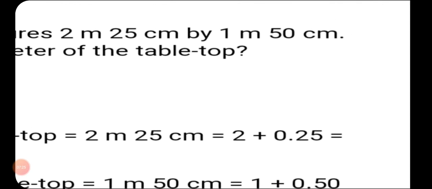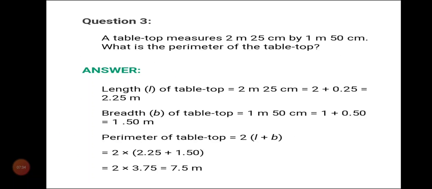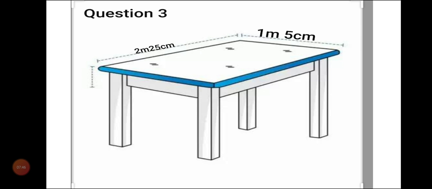Now our next question is, a tabletop measures 2 meter 25 centimeter by 1 meter 50 centimeter. Dear students, whenever this type of language is used, that 2 meter 25 centimeter by 1 meter 50 centimeter, it means length and breadth are given to you of the rectangular tabletop. So we will first convert, just see the first line, we will convert the centimeters into meters, and for that we have to divide.